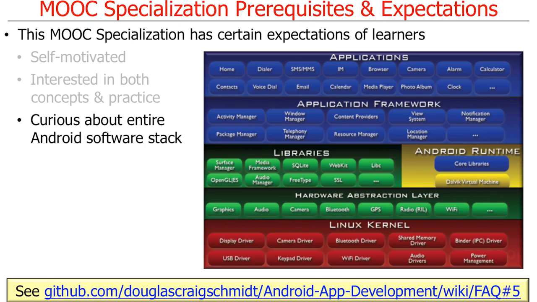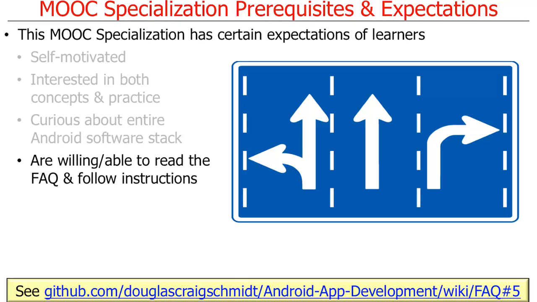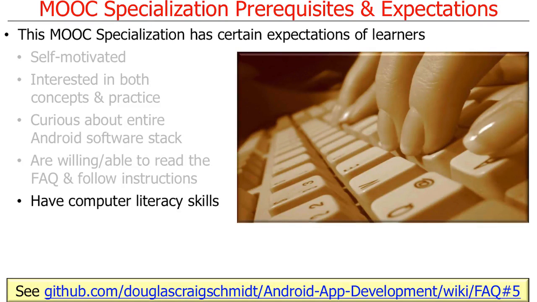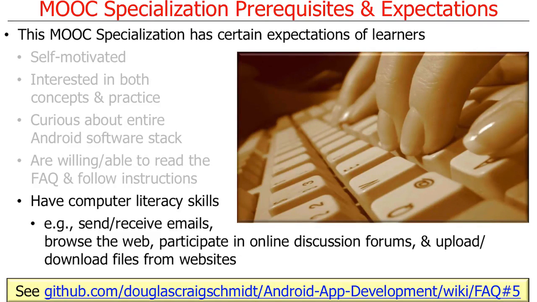Finally, we expect that learners are willing and able to read and follow the instructions in the MOOC assignments and announcements. We don't expect you to have a computer science background. However, we do expect you to have basic computer literacy skills, such as knowing how to send and receive emails, browse the web, participate in online discussion forums, and upload and download files on websites.